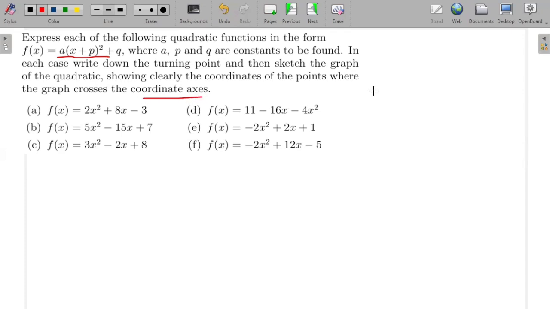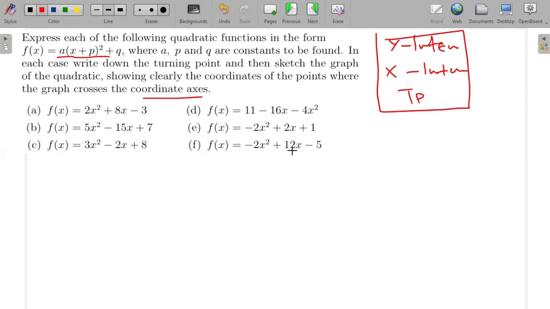So by coordinate axis, they just mean the x-axis and the y-axis. The points where they cross the y-axis will be termed the y-intercept. The points where they cross the x-axis are just the x-intercepts. And also to graph a quadratic, remember, we always have to find the turning point. So on all these questions, we'll be specifically looking for three things: y-intercept, x-intercept, turning point. Then we can sketch.